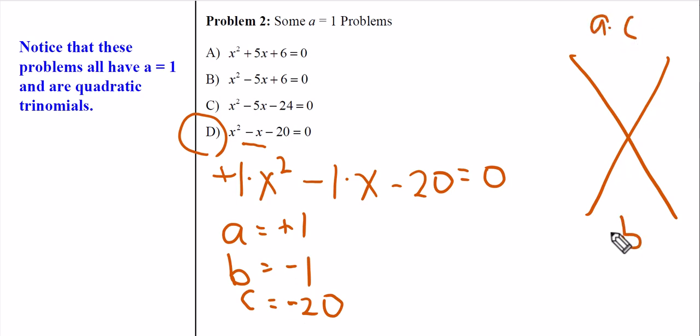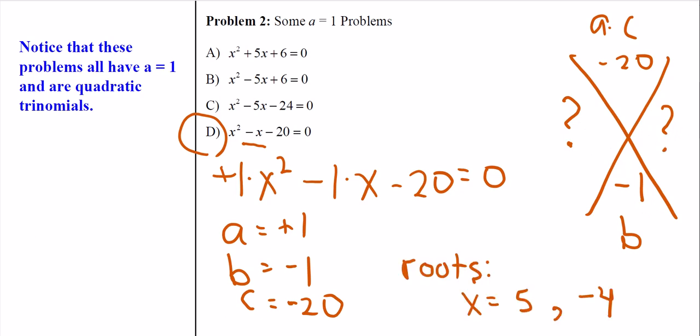And you would set this up. A times C would be -20. B would be -1. And then I want you to figure out what those numbers will be. And your final answer for this problem will be, your two answers will be 5 and -4. Okay, so that's your final. That's not what these question marks are. These are your final answers. So once you figure out those question marks, you plug them into your binomials, you separate and solve, you're going to get one answer is going to be 5, the other one's going to be -4.